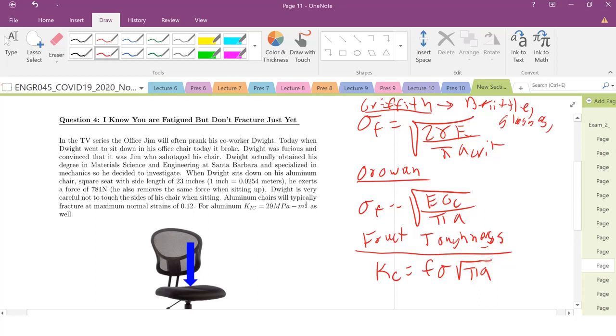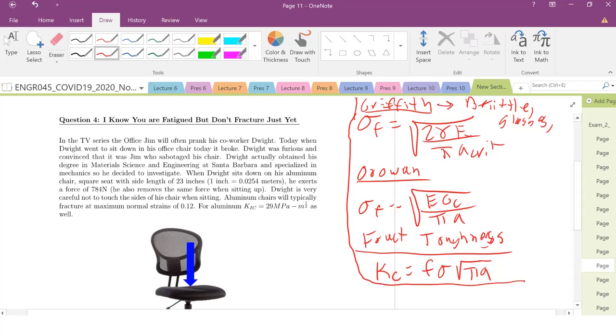Those are the three equations that we're going to use to figure out the stress at fracture, the critical crack size that will lead us to fracture, and what stress is required for fracture as well. We are going to get into our Paris law and fatigue in just a second, but let's read this problem now. In the TV series The Office, Jim would often prank his coworker Dwight.